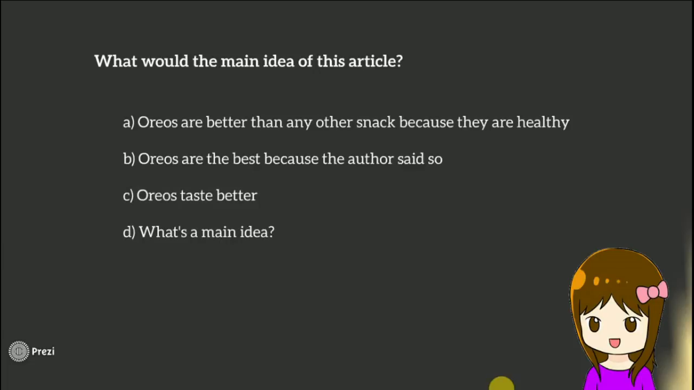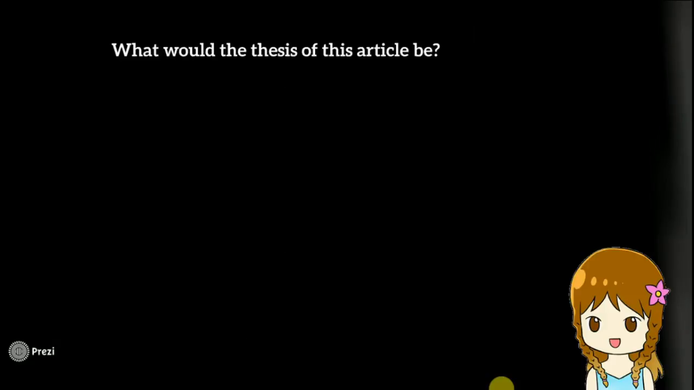The answer is A, since B and C don't seem to be contributing to the topic about Oreos in relation to other snacks, and D doesn't make any sense. What would the thesis of this article be?